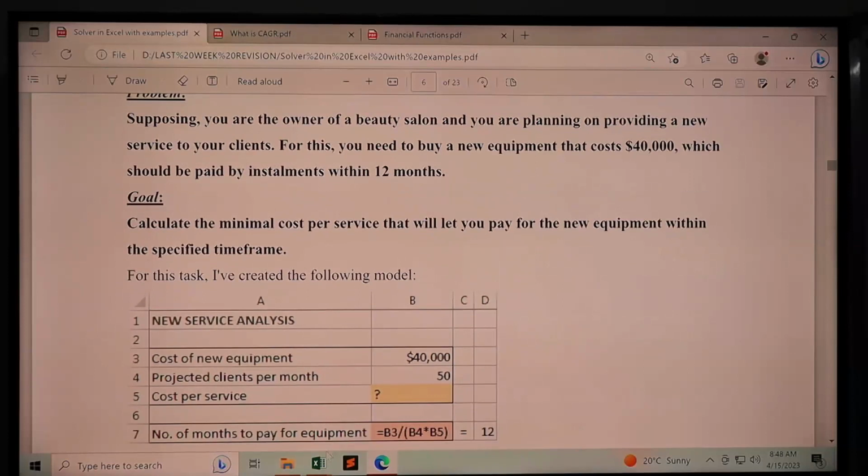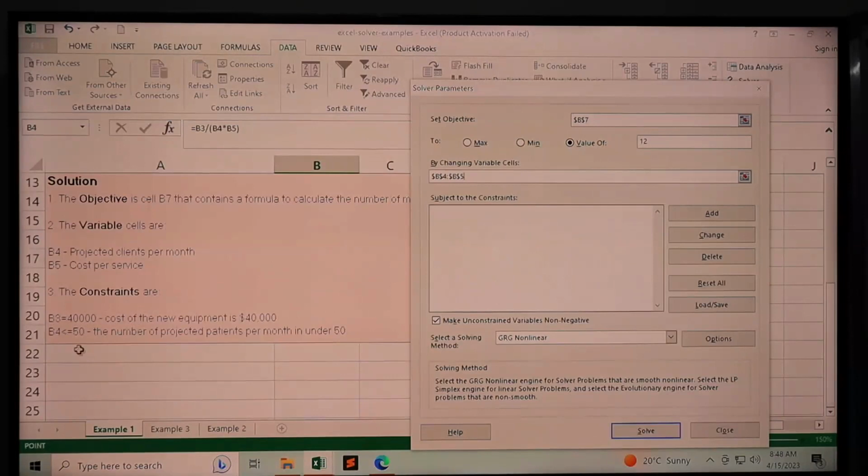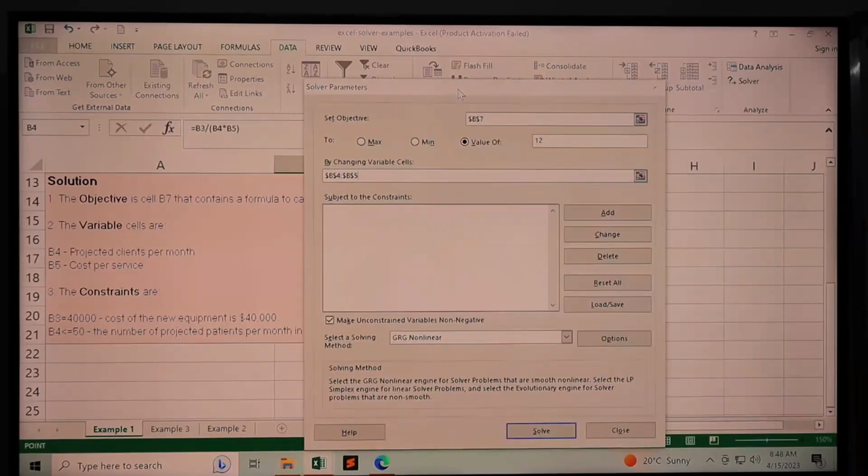And now I want to see how to add those constraints in this dialog box. So here, the cost of the new equipment is given at this figure. Then the number of projected clients per month was around this figure. And you're going to set this. So meaning we're supposed to set that by adding those parameters in our subject to constraint list.